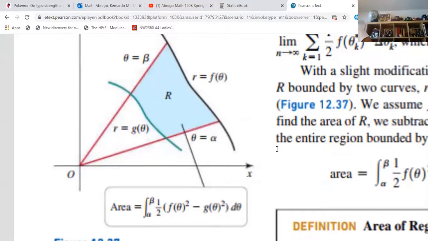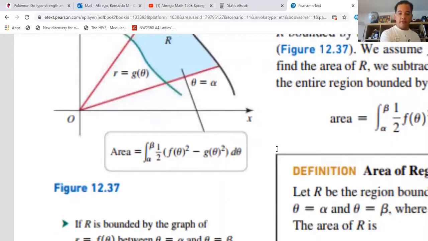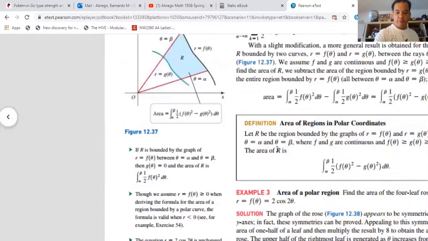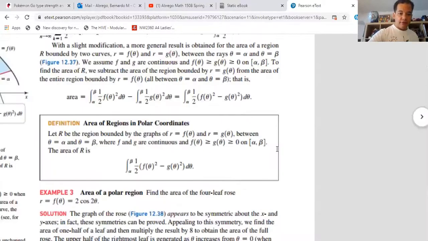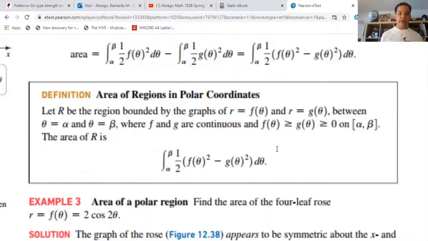Let's do an example. Example 3. It says find the area of a 4-leaf rose. In fact, it's right here. So this is the summary of what we just said: if it's in between two curves, we do it that way. And that's the example. We need to find the area of the 4-leaf rose.